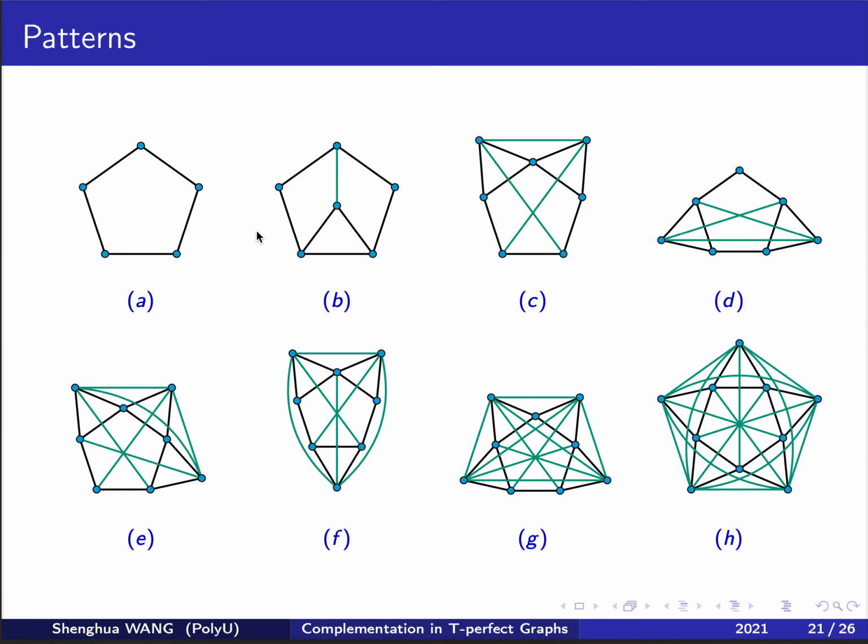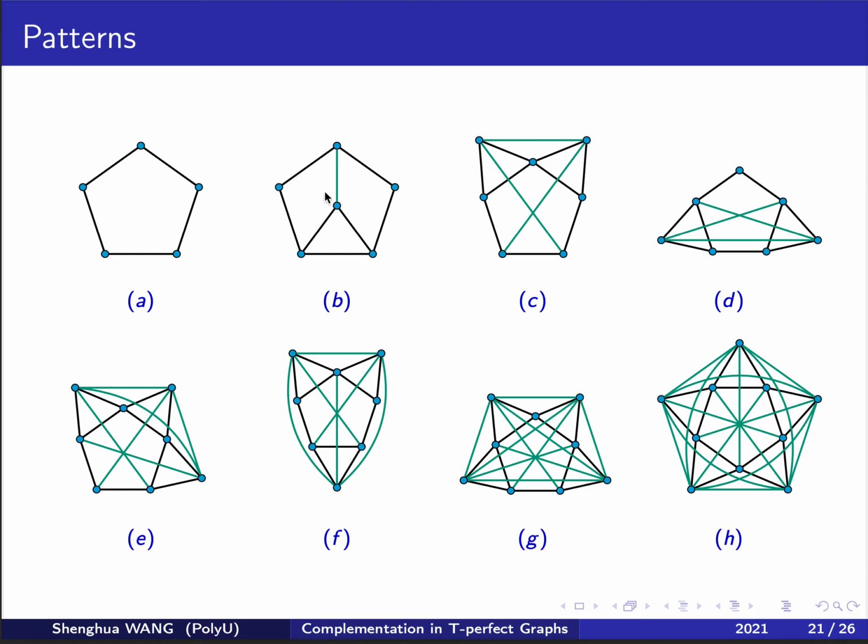Now the desired graph G should be in one of these 8 patterns. And for each pattern here, we use the black edge to represent the edges that we know are in the graph, and the green edge is a potential edge. That edge may or may not be in the graph, and other edges are not allowed in the graph.